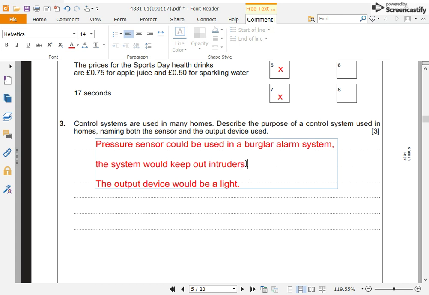Other things you could talk about, it's not just burglar alarms. You could talk about automatic doors if you were very posh. Smoke detectors, which all homes have to have. So it would be a smoke sensor to detect fire, and the output could be, I don't know, a speaker, a sprinkler system. Other things are humidity sensor. So, for example, if you had a greenhouse and you needed to keep humidity and moisture in the air at a certain level, you could use a humidity sensor to test moisture in the air, and a dehumidifier could be the output.